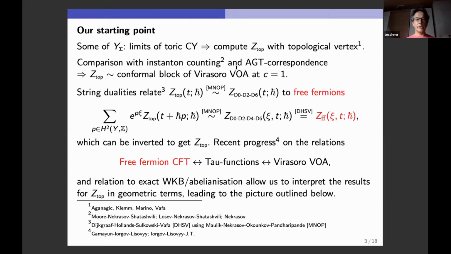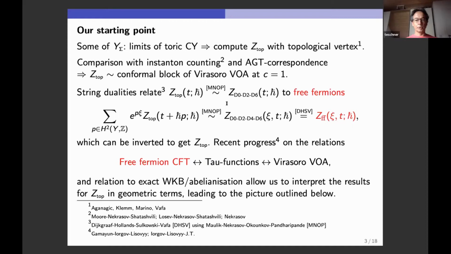And then combined with the AGT correspondence, one finds that the concrete computations with the help of the topological vertex actually produce conformal blocks of the Virasoro VOA at c equals 1. That we have a rather special central charge is due to the fact that in this context, we're not going to talk about refinement. This is appropriate for really having this geometric picture of the topological string, etc. So this is the case we are considering.